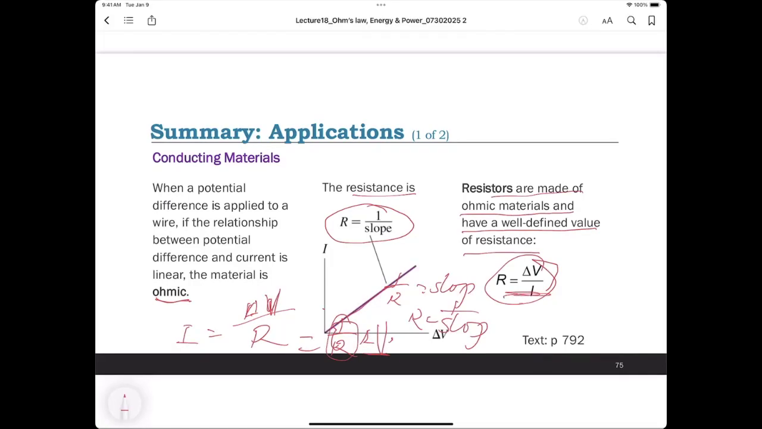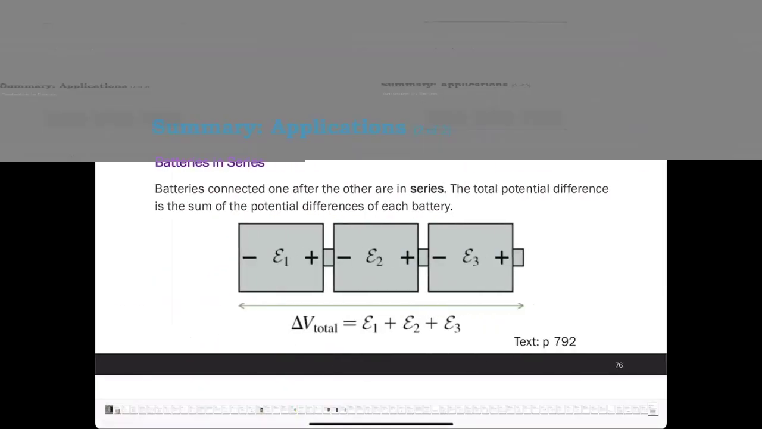Resistors are made of ohmic materials and have a well-defined value of resistance using this equation. Only ohmic material can use Ohm's law. Otherwise, it cannot be used for Ohm's law. Just pay a bit of attention to that.